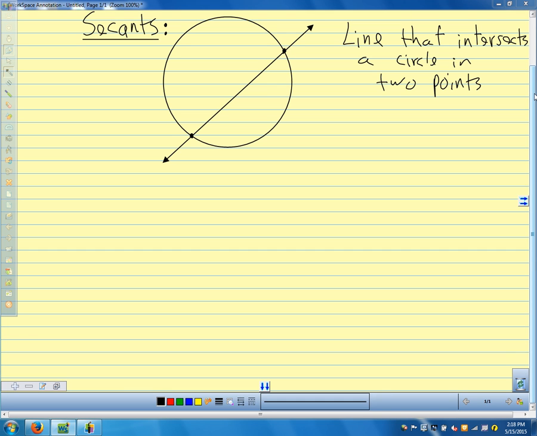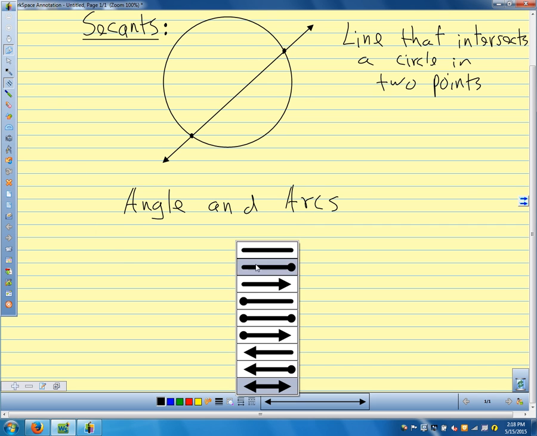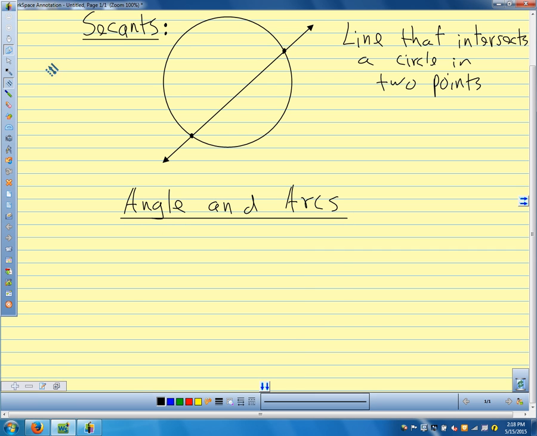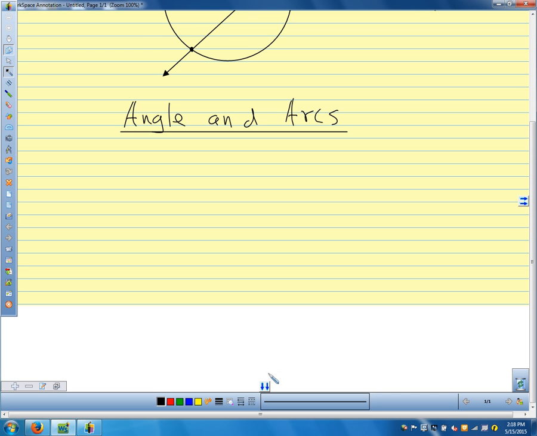All right, so the first thing that we're going to talk about is angles and arcs. Secants can make angles in circles in a couple of different ways. I want to emphasize today the vertex of our angle is not at the center of the circle, and it's not on the circle. These are different than what we've been talking about. So they're in the circle or outside the circle. One of those two.